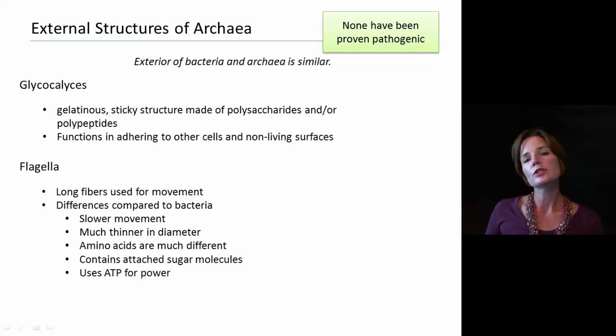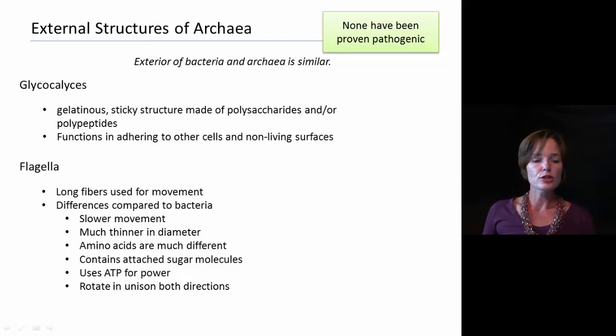In contrast, when we're talking about movement with the bacterial ones, it's a gushing of ions that are flowing out. This is not going to be a gushing or flowing of ions through the membrane. It's the ATP that's actually going to be used to provide the power for this slower moving tail that we have extending from the cell.